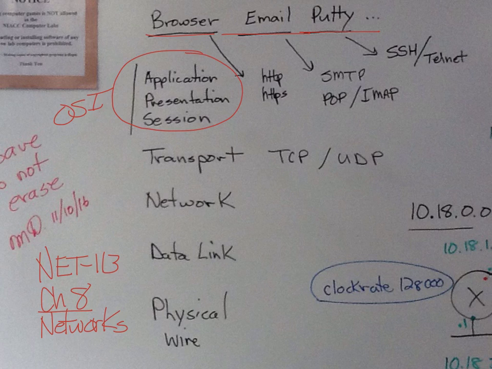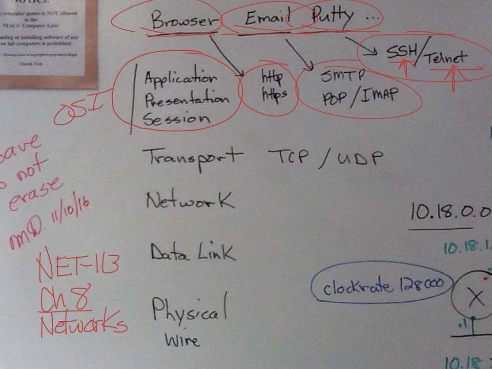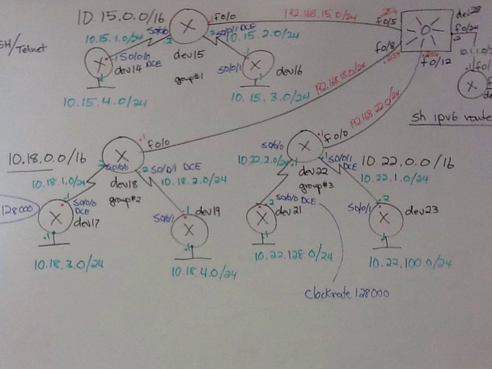Listed these three, and then we said the browser, and we gave some protocols it uses. We talked about email, some protocols it uses. We talked about PuTTY, and a couple different protocols it can use depending on whether you're going secured or not secured. We mentioned a transport layer, and then we listed the rest of the layers and didn't say much else about them. We did this network, and let me highlight a couple things.